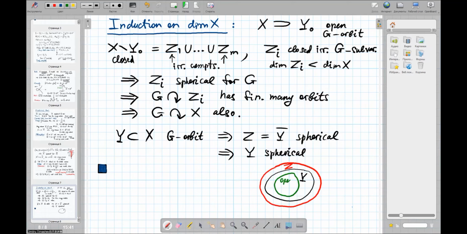Open B orbit. Since Y is an open G orbit, it has to contain this open B orbit. So these three sets are embedded one into another. This is the picture. Okay?